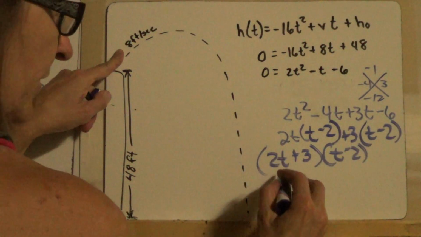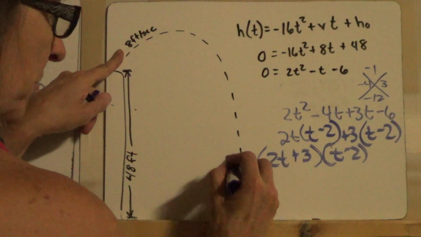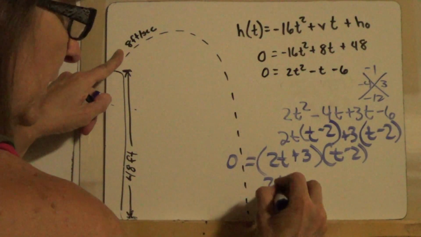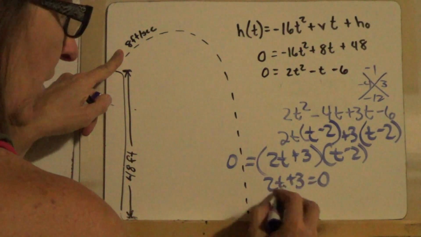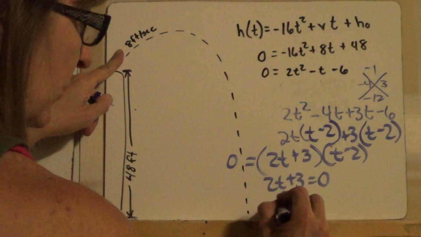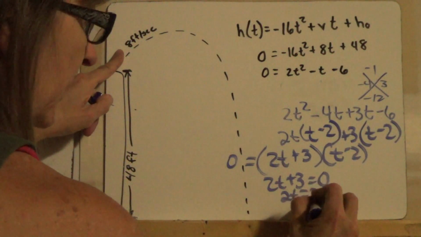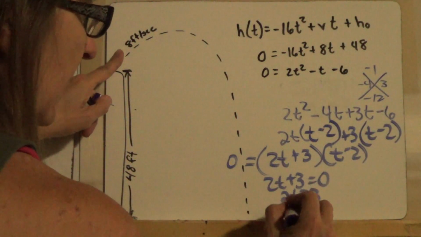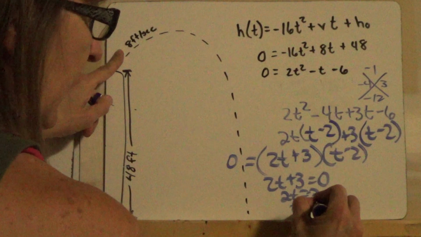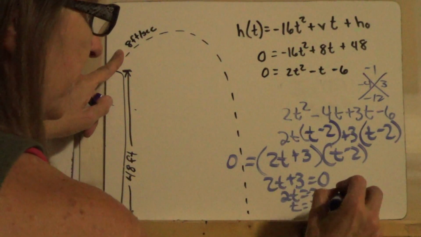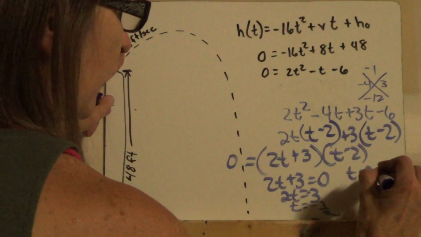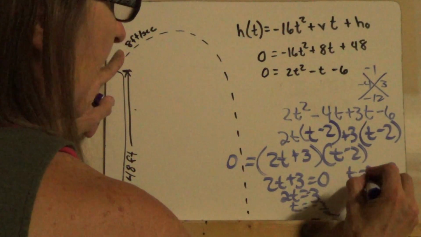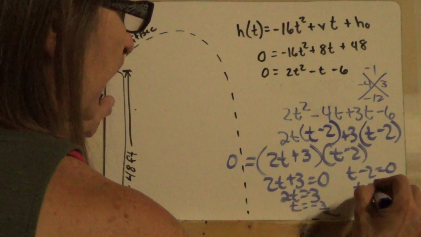Okay, now I would solve each of these for 0, zero product property. So 2t plus 3 equals 0. I subtract 3 from each side, so I get 2t equals negative 3. T equals negative 3 halves. Then I have t minus 2 equals 0. Add 2 to each side and I get t equals 2.